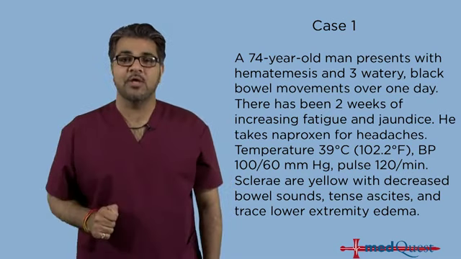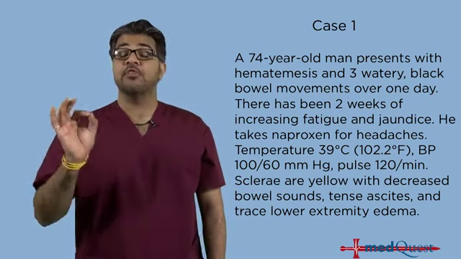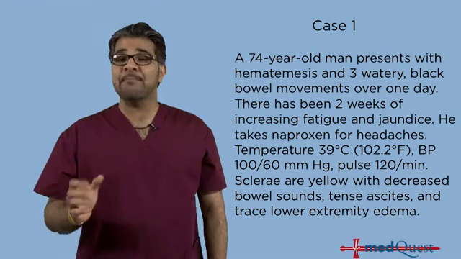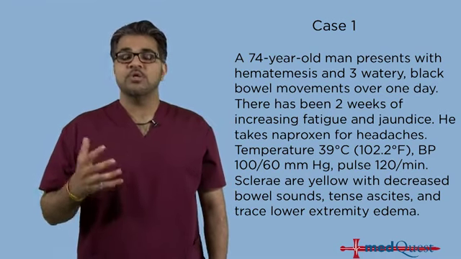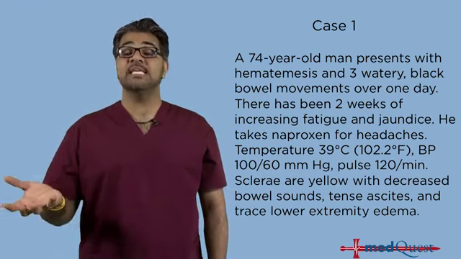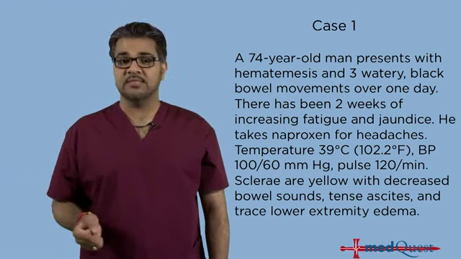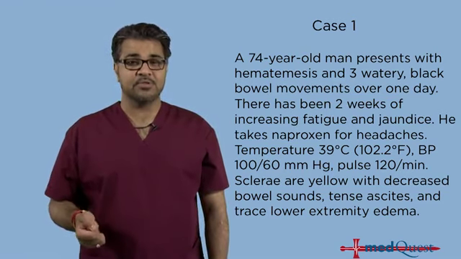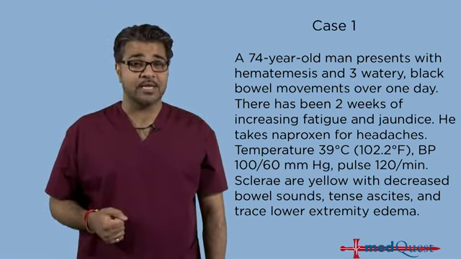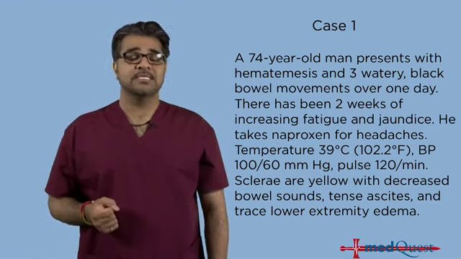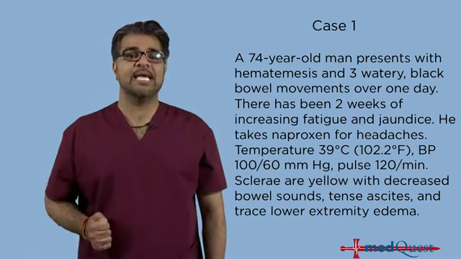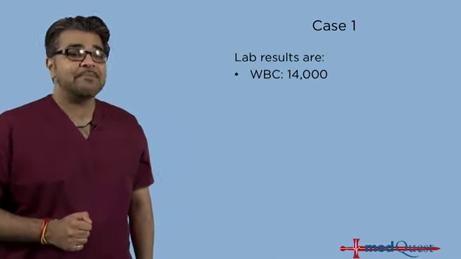A 74-year-old male presents with hematemesis and 3 watery black bowel movements over one day. There's been 2 weeks of increasing fatigue and jaundice. He takes naproxen for headaches. He has an elevated temperature, blood pressure is low, he's tachycardic. His sclera are yellow. He has decreased bowel sounds, tense ascites, and trace lower extremity edema. Lab results are as follows.